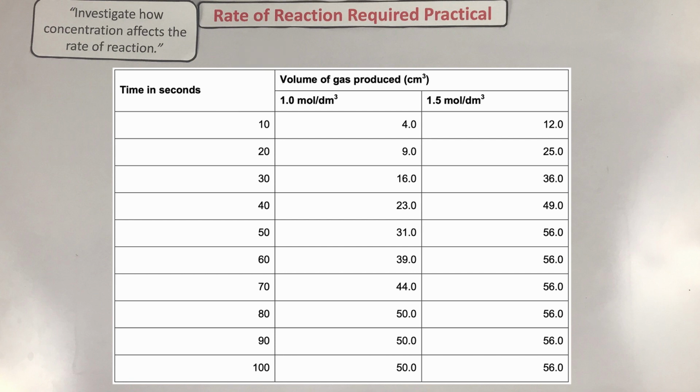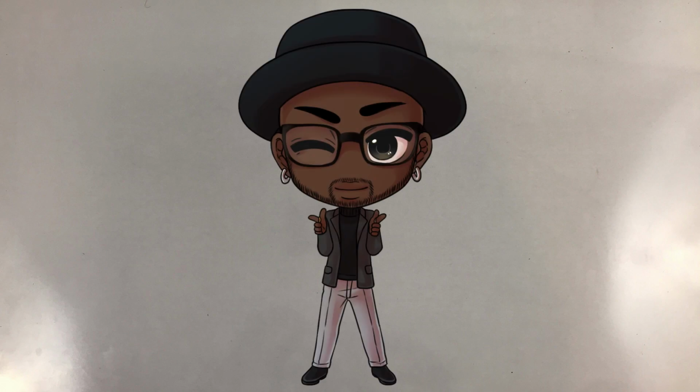Check out my video on how to think like a scientist to see how we draw tangents and gradients. There it is, ladies and gentlemen. The rates of reaction required practical.